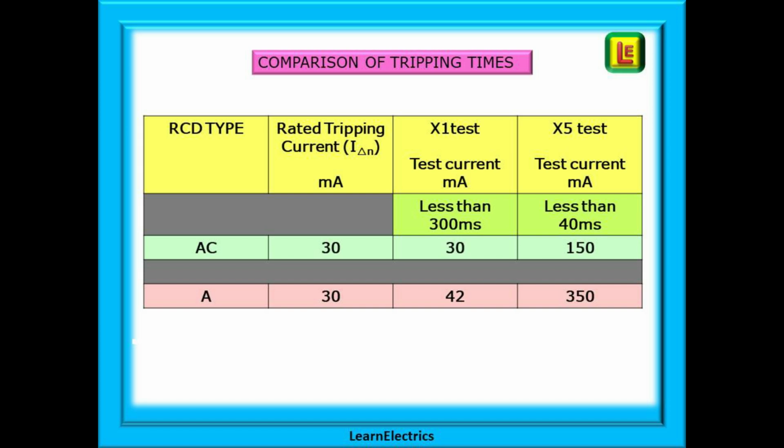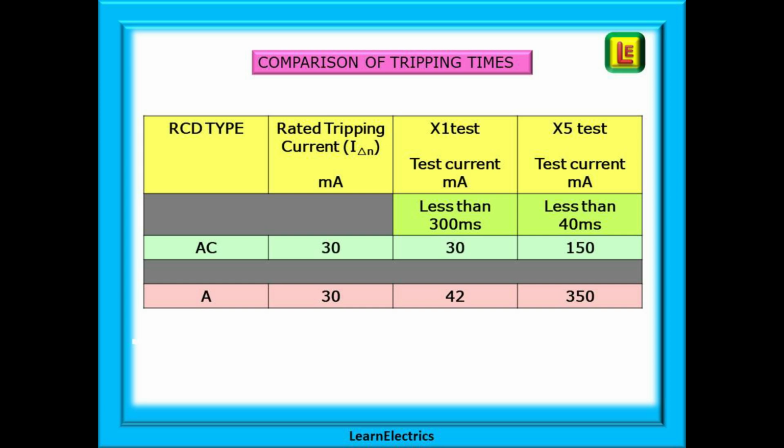But look at the Type A device. A times 1 test for a 30 mA Type A should be carried out with a meter output of 42 milliamps. This is 1.4 times 30 milliamps. And should we wish to test at 5 times, the test current should be 350 milliamps.